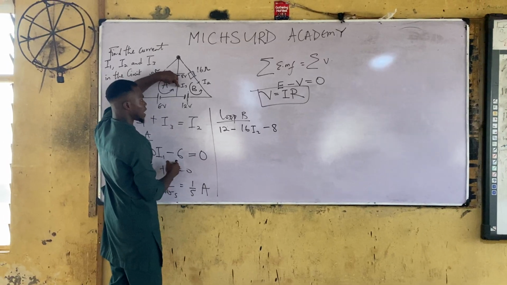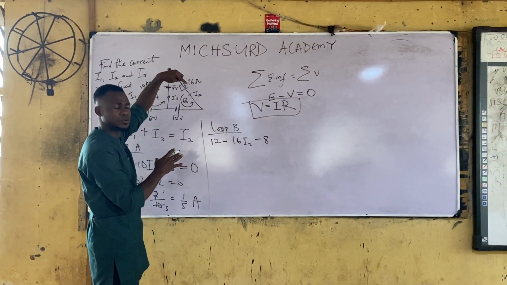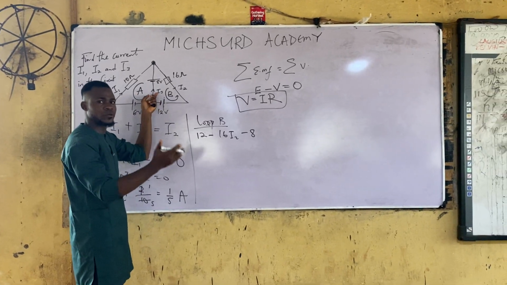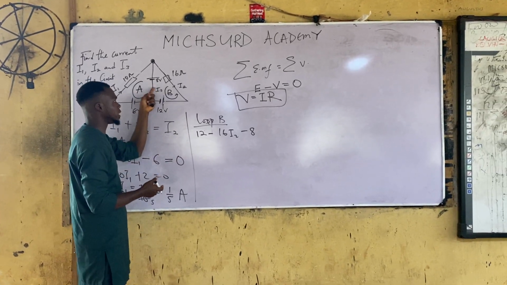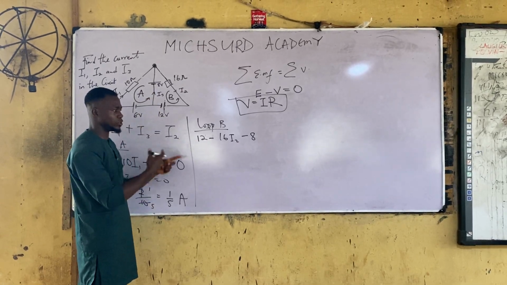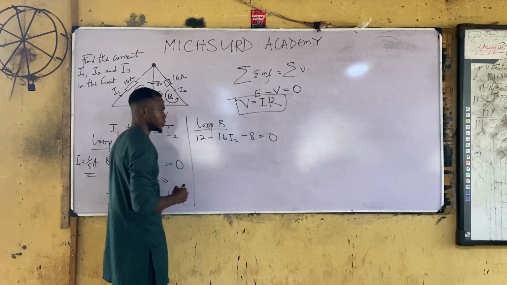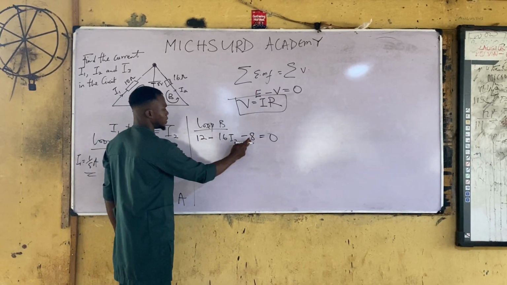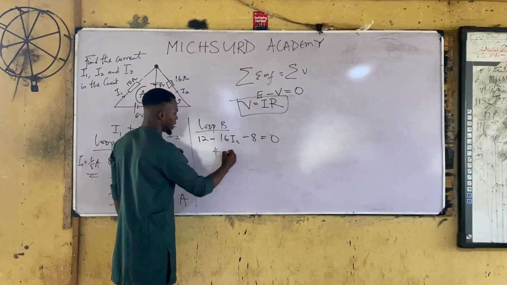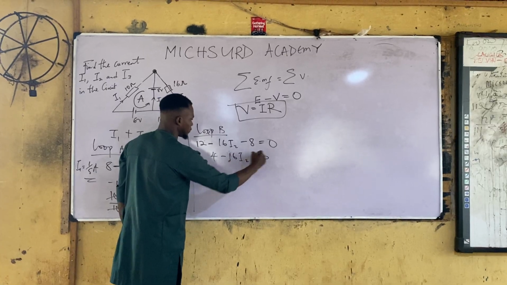Now this is the current I3 and there is no resistor to cause a potential drop. So we don't take it because I3 times 0 will give us 0. So there is no potential drop here. We come back to this place, we have already solved this, so no need to repeat it. Then remember everything equal to 0. Now we have 12 minus 8 will give us 4. So we'll be having 4 minus 16 I2 equal to 0.